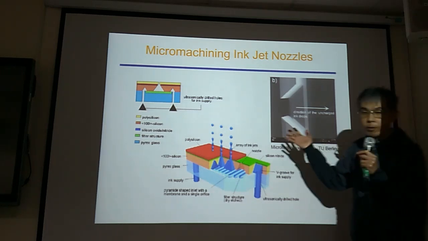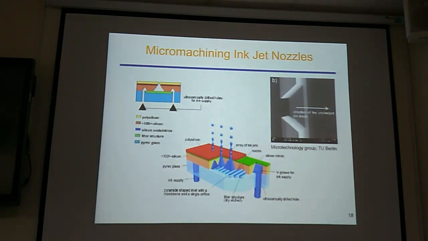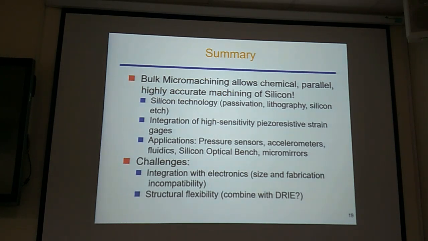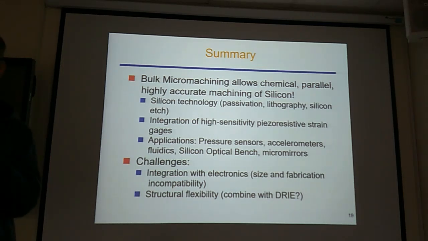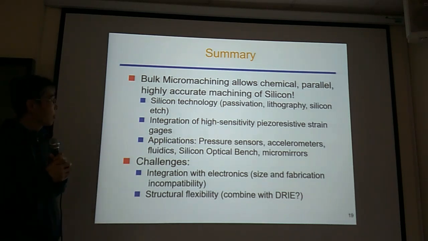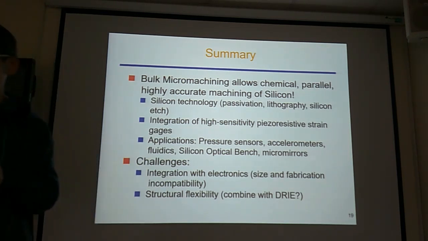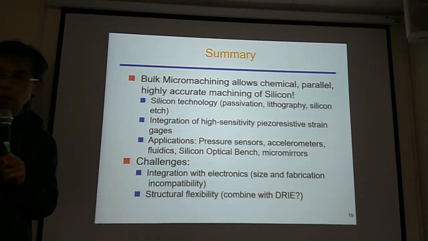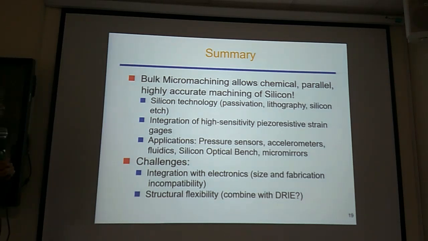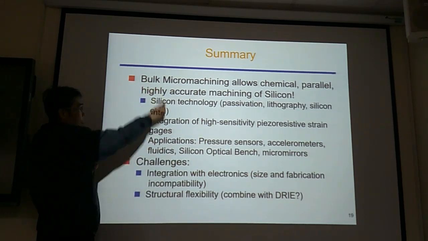Okay, so another application of the MEMS technology. Here is the summary for today's introduction of the machining. Bulk micromachining is where we remove material from the silicon wafer. This is bulk micromachining. We have different technologies to carry out this bulk micromachining.